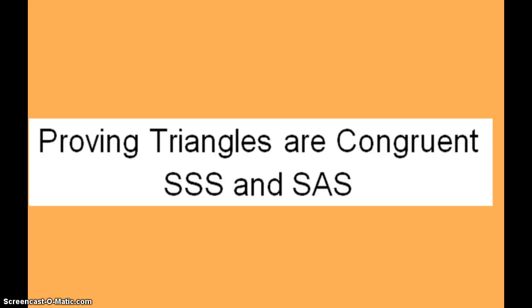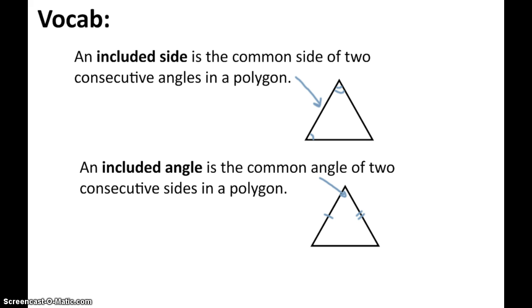Alright, today we're going to be talking about how to prove two triangles are congruent. And you'll notice that we have here SSS and SAS. Those stand for, it's an acronym, and I'll show you what they stand for in just a moment. Alright, before we get started, we need to talk about some definitions, okay?